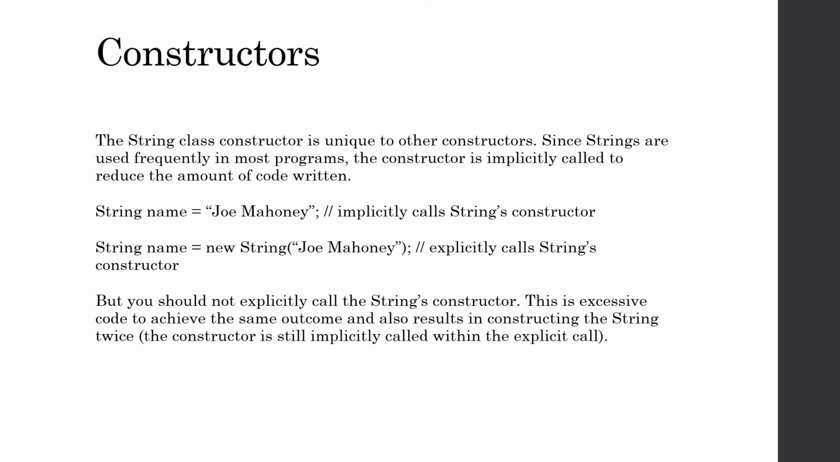Since strings are used frequently in most programs, the constructor is set up in such a way that it can be implicitly called to reduce the amount of code that you have to write. You can see the example right here where we're saying string name is equal to the string literal Joe Mahoney. This is going to be an implicit call to the string's constructor. Alternatively, you could explicitly call the string's constructor. You see right here we've got string name is equal to a new string and then that pair of parentheses, and then we're passing in the string literal Joe Mahoney.